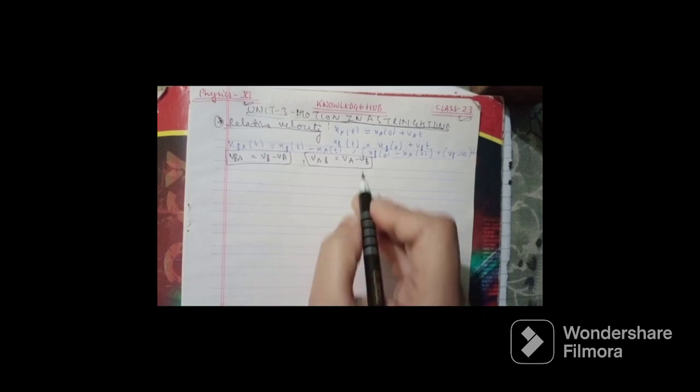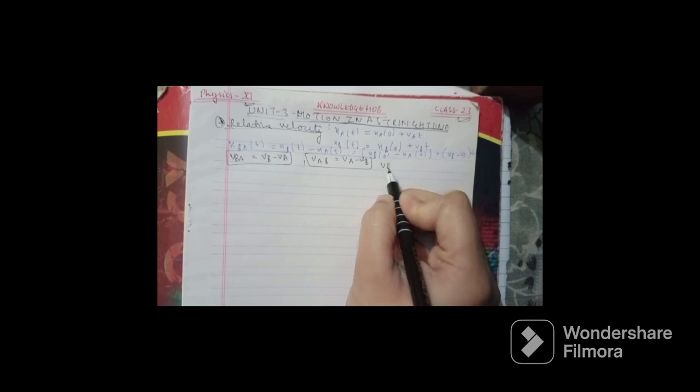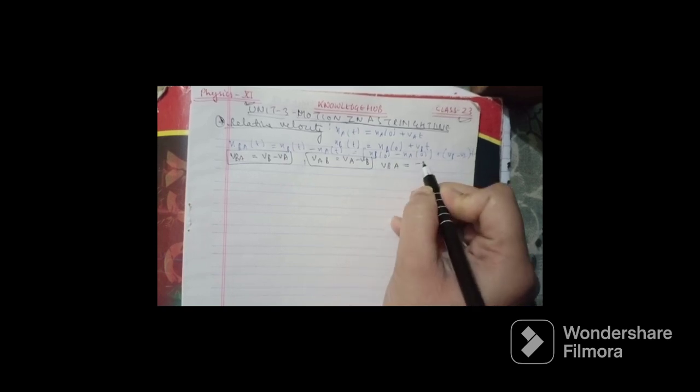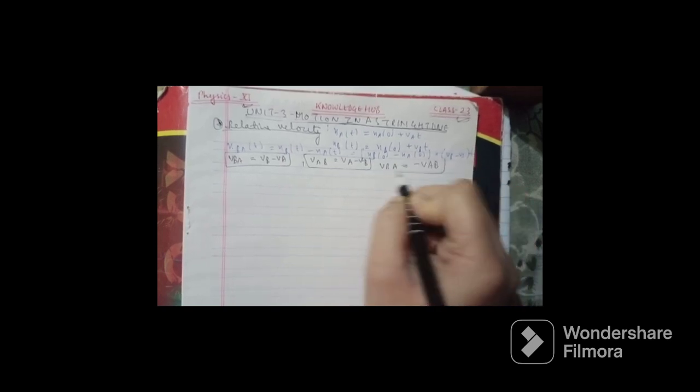So we have some graphs here. First we'll draw those graphs, and then we'll discuss them in detail. This shows first that vBA equals minus vAB. Now we are going to draw the position-time graph of two objects with equal velocities. So here we go.